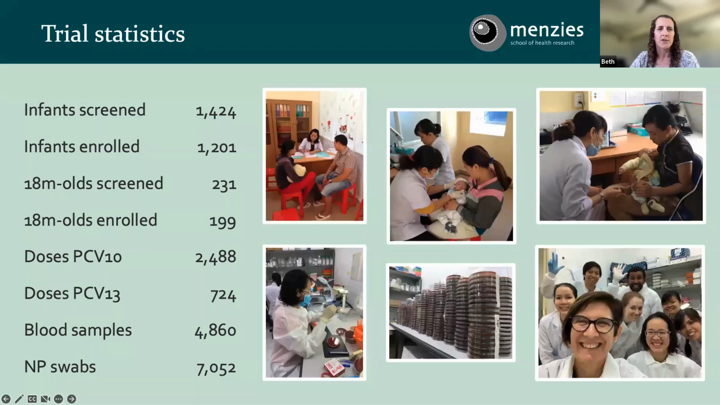So some statistics from the study. We enrolled a total of 1,400 participants, 1,201 infants in groups A to F, and 199 18-month-olds, group G. The consent rates were similar for the infants and the 18-month-olds, and both were very good, 84% for infants and 86% for the 18-month-olds. In total, we administered over 3,200 doses of PCV and collected close to 12,000 specimens, if you take into account the blood samples and the NP swabs.